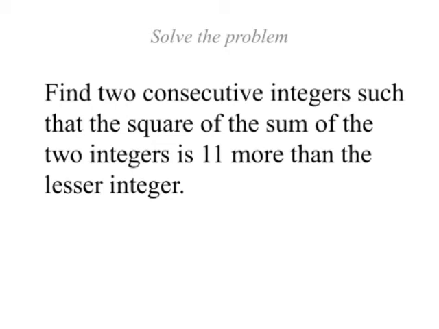Solve the problem. Find two consecutive integers such that the square of the sum of the two integers is 11 more than the lesser integer.